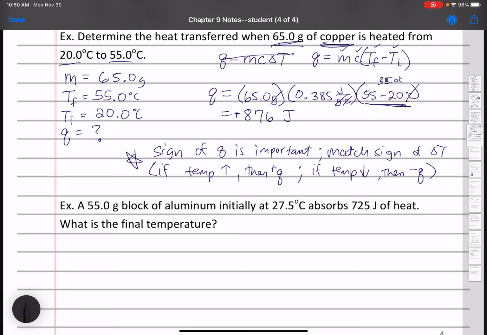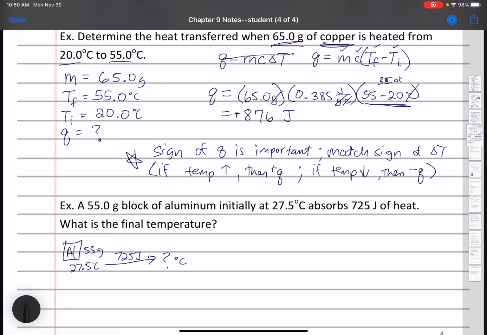Okay, let's do another example. We've got a 55-gram block of aluminum. Sometimes I like to draw pictures. So we've got a 55-gram block of aluminum, and it's initially at 27.5 degrees Celsius, and it absorbs 725 joules, and we want to know what is the final temperature.